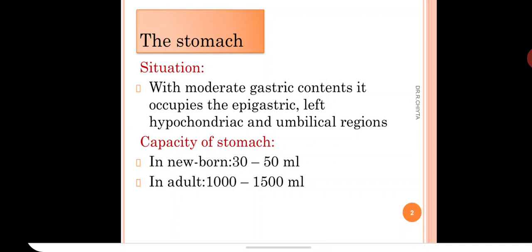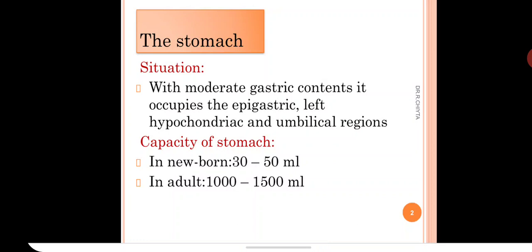As we have told in the previous class of spleen, for every viscera, we have to start with the situation and which quadrants it occupies in the abdomen, comparing with the 9 quadrants in the abdomen. So, situation of the stomach with moderate gastric contents, it occupies the epigastric mainly, left hypochondriac and umbilical regions.